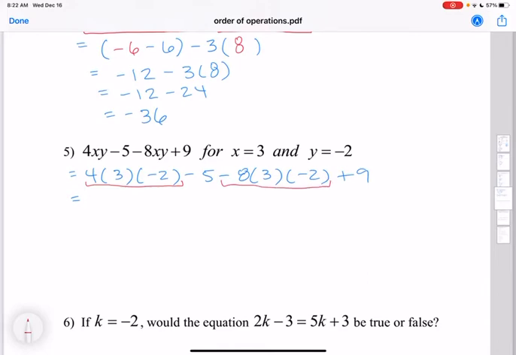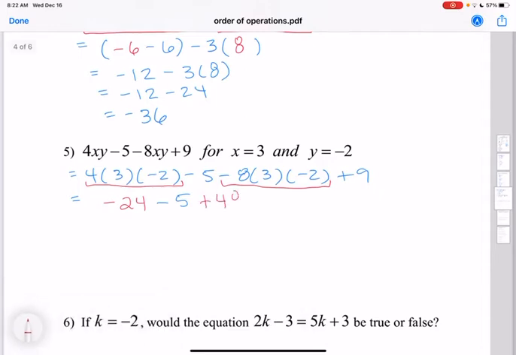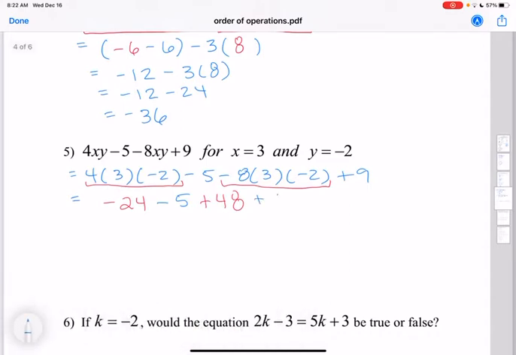So first, 4 times 3 is 12. I'm just going to keep track of that in my head because I don't need to write every step. 4 times 3 is 12, times that -2 is a -24. Then I have that -5 to bring down. Now I have -8 times 3 is -24, times that -2 is a +48. If you want to show all those steps, you can, but you don't need to. Plus that 9 on the end.